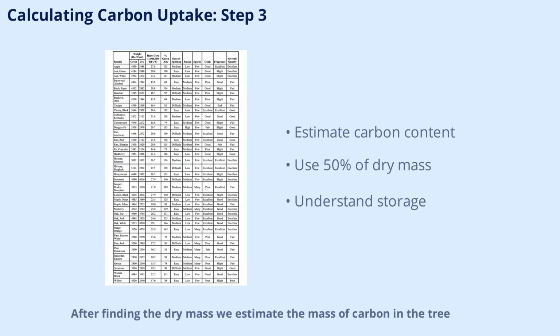After finding the dry mass, we estimate the mass of carbon in the tree. Studies show that trees are typically about 45% to 50% carbon by dry weight. For calculation purposes, multiplying the dry mass by 50% gives a good estimate of the carbon content. This step helps us understand how much carbon is actually being stored in the tree's structure.